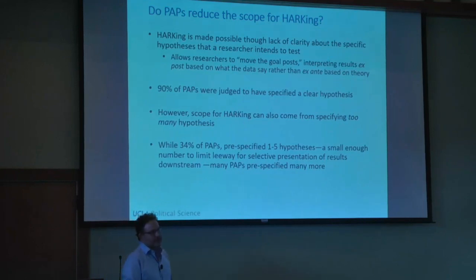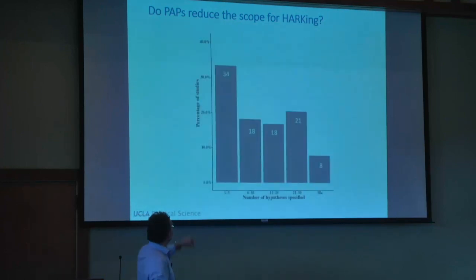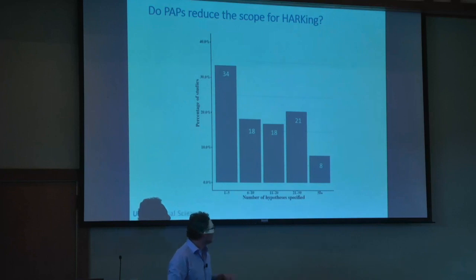34% of the PAPs we looked at pre-specified between 1 and 5 hypotheses, which George and I take to be a reasonable number that leaves only limited leeway for post hoc selecting particular hypotheses to emphasize in your write-up. But many PAPs specified more. So you see the 34% of PAPs that specified 1 to 5 hypotheses, but 18% specified 6 to 10, another 18%, these are rounded, specified 11 to 20, and 8% specified more than 50 hypotheses.